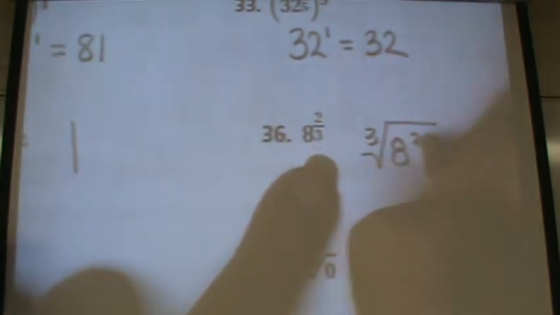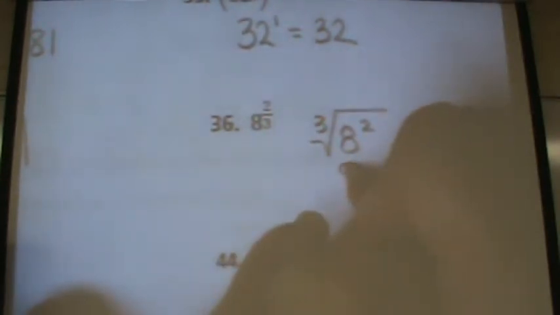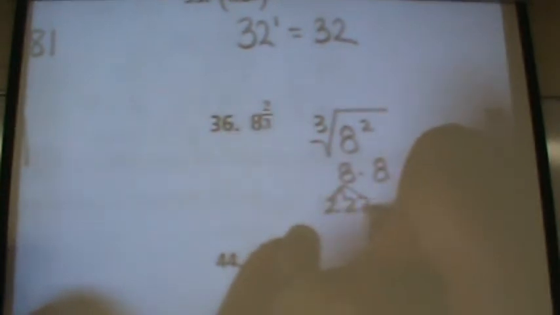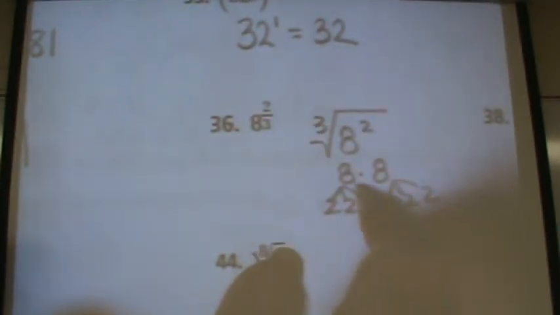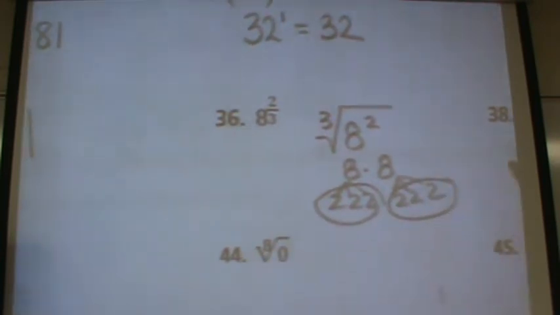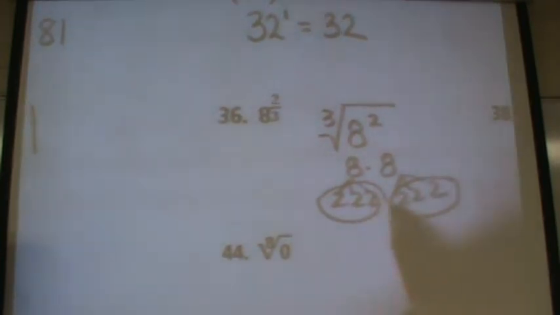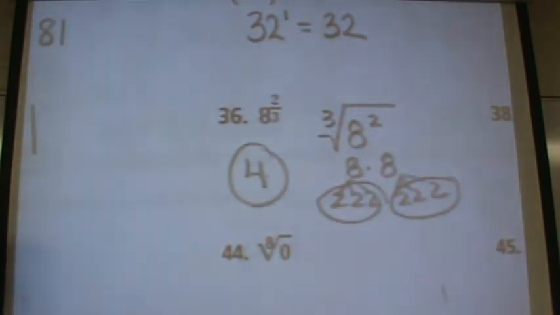36, we've got the cube root. We've got a couple of 8s. So we've got 8 times 8. And what is 8? 2, 2, 2, and 2, 2, 2. So we're looking for 3 of a kind. So there's 2 sets of 2s. So 2 times 2 is 4.